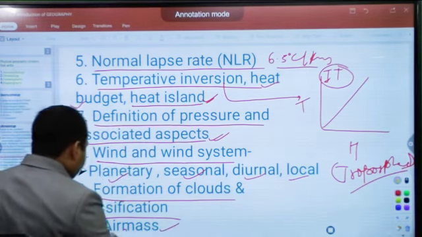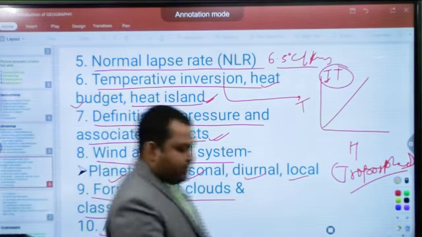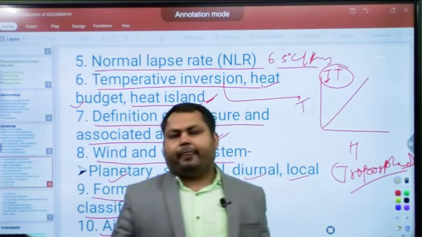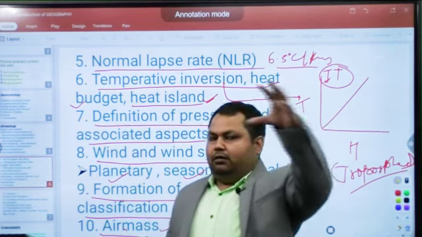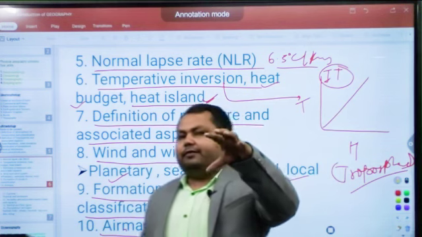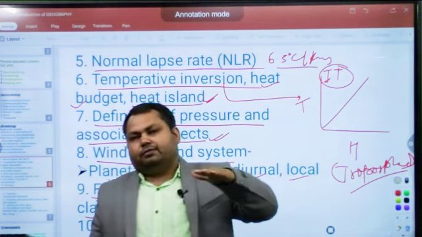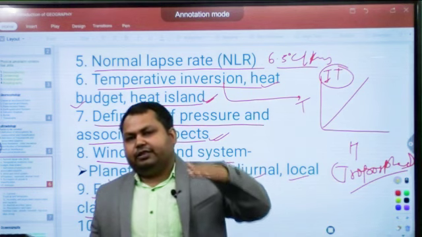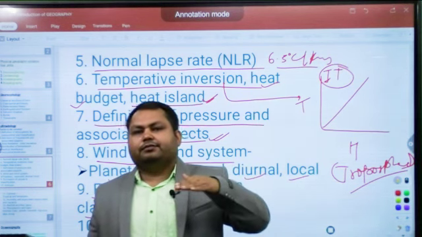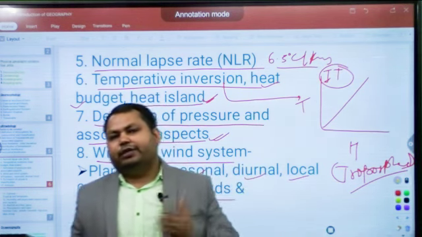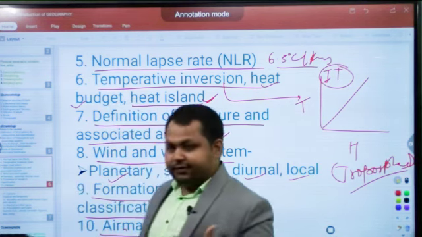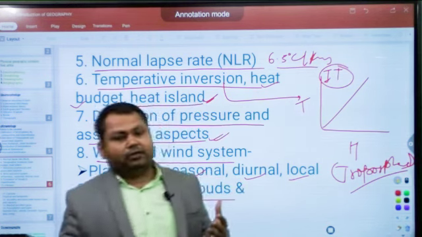With the climatology, the next topic is air mass. What is air mass? Accumulated form of air due to homogeneous relief, temperature, pressure, humidity, normal lapse rate, etc. is going to create air mass.